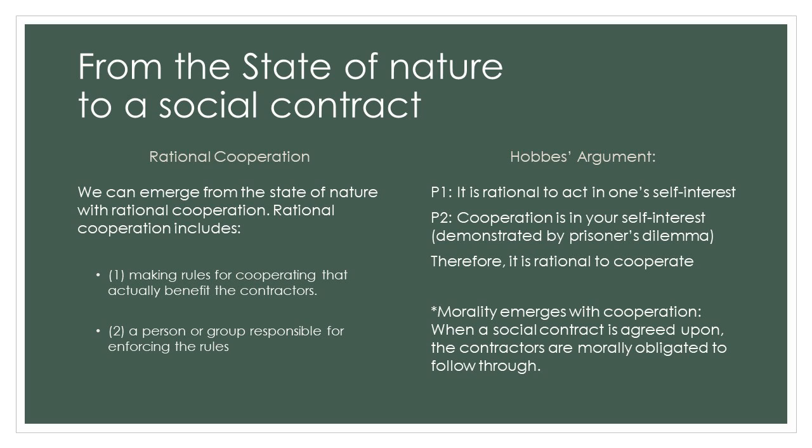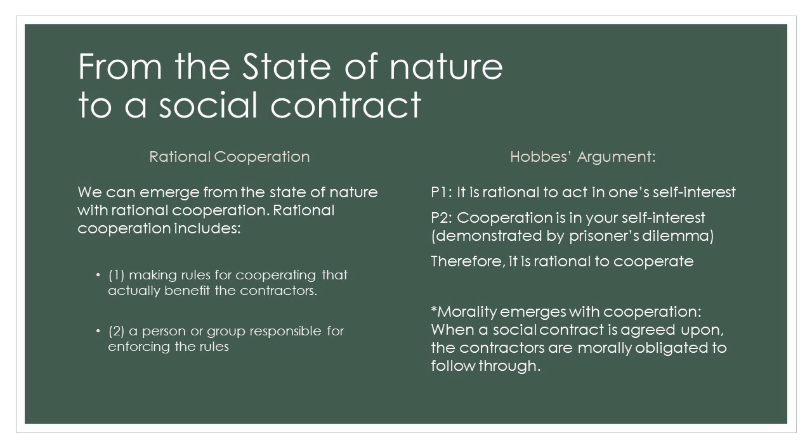Rational cooperation characterized by two things. First, rational cooperation includes making rules for cooperating that actually benefit the contractors. The anticipated benefit promised by the rules acts as a strong incentive for contractors to actually follow them. Nonetheless, these agreed rules will still include the explicit requirement of following the rules and for punishing the transgression of the rules. Second, rational cooperation includes a person or group responsible for enforcing the rules.